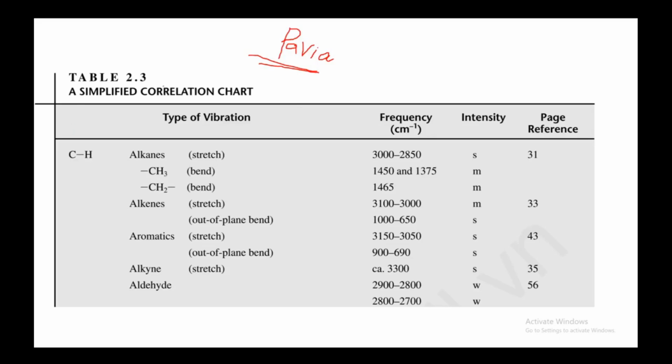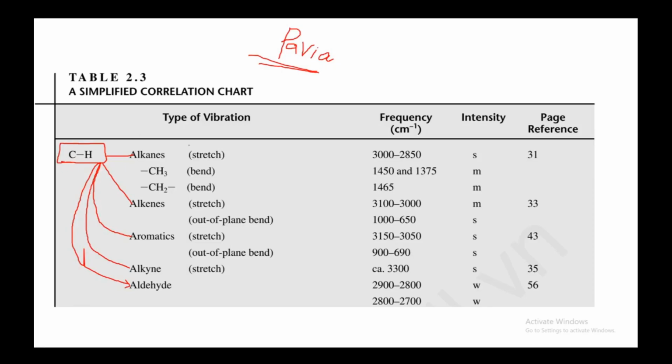Okay, let's start with the CH bond. How can you characterize a CH bond in IR spectroscopy? Or how can you classify whether this CH bond is because of alkanes, alkenes, aromatics, alkynes, or aldehydes? So how will you recognize this CH bond?